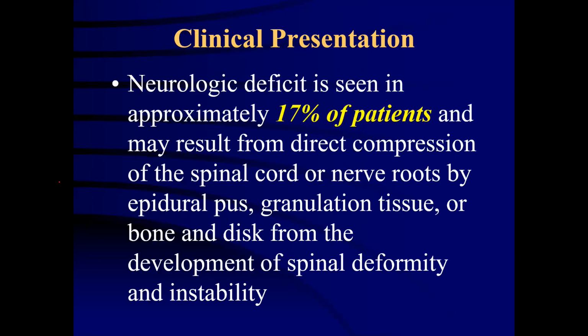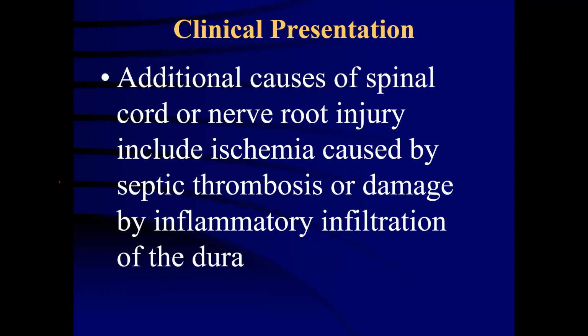Neurologic deficit is seen in approximately 17% of patients and may result from direct compression of the spinal cord or nerve roots by epidural pus, granulation tissue, or bone and disc, or from the development of spinal deformity and instability. Additional causes of spinal cord or nerve root injury include ischemia caused by septic thrombosis or damage by inflammatory infiltration of the dura.